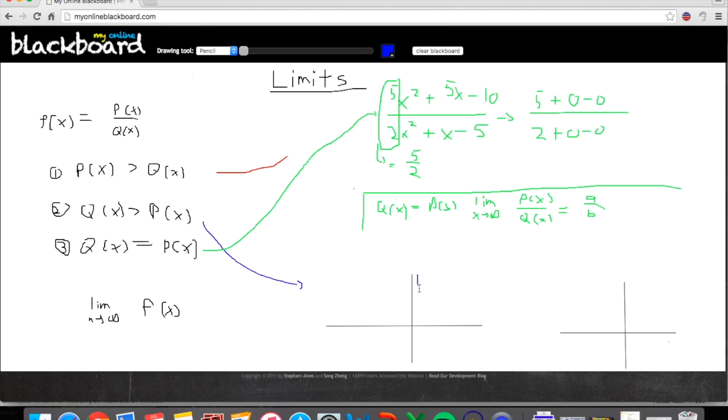As it approached infinity, we approached 0. So as you can see, this is a horizontal asymptote over here. It never crosses 0, but it approaches 0.